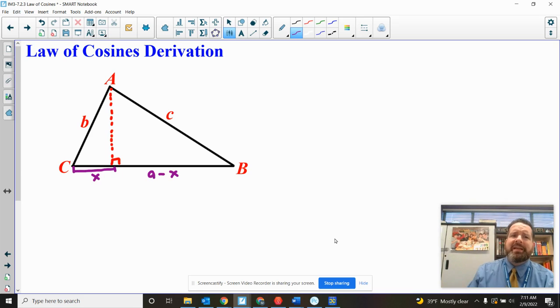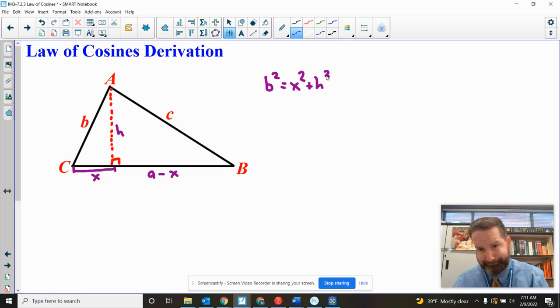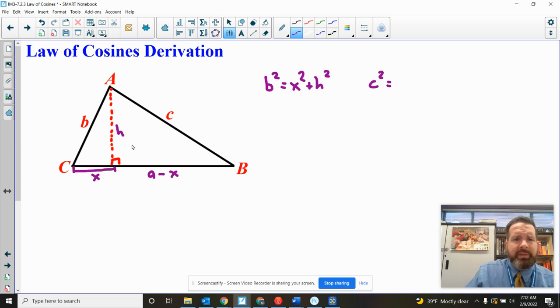Next up, we're going to use the Pythagorean theorem a little bit. Let's call this h, and then see what happens. Focusing on the triangle at the left, AC and then coming down to the altitude, we have b squared equals x squared plus h squared. Looking at the other triangle, we have c squared equals (a minus x) squared plus h squared.